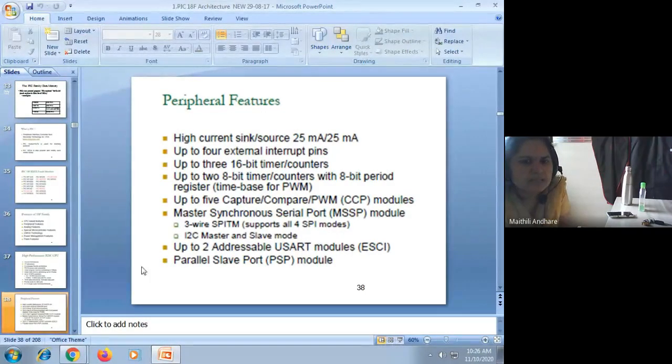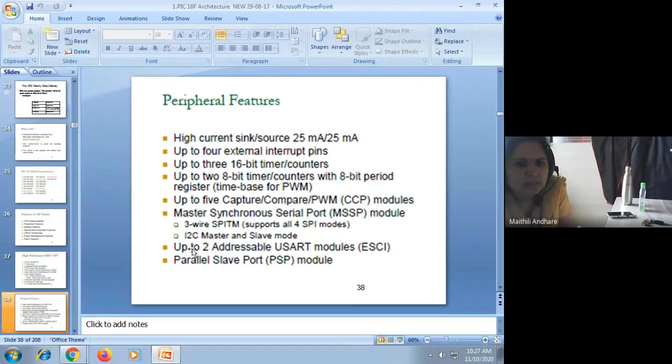Okay. Then here, the master synchronous serial port is available, which is called, in short, the MSSP module. There are some protocols that we have to study, and by using those protocols we can interface, we can connect a number of peripherals to your microcontroller. So that module is available.